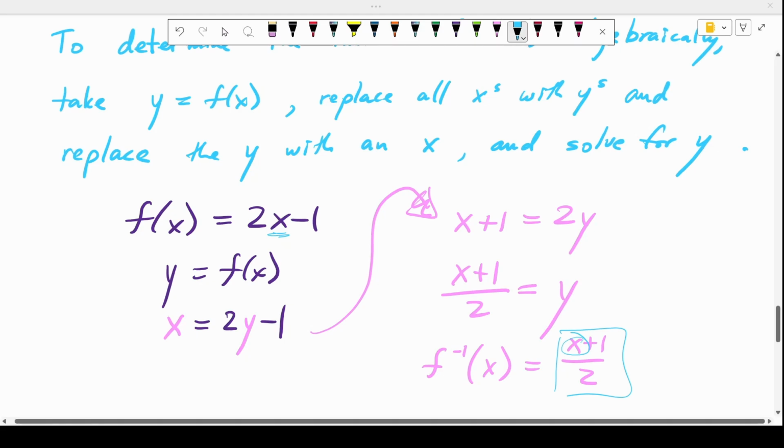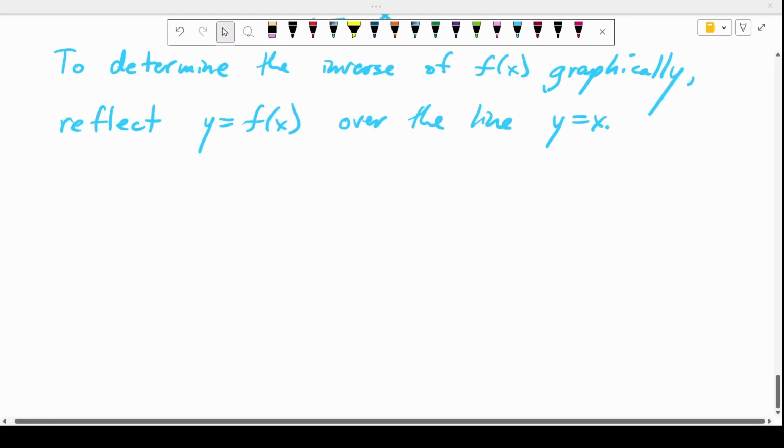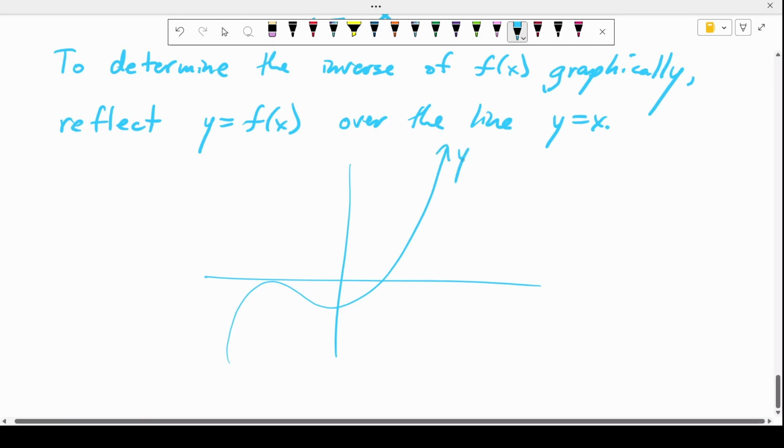Great. All right, well, what about graphically? Well, to determine the inverse of f of x graphically, we're going to reflect the graph of the function y equals f of x over the line y equals x. And we saw that right off the top. So if we had, for example, y equals f of x looks like, well, let's get a different kind of curve.